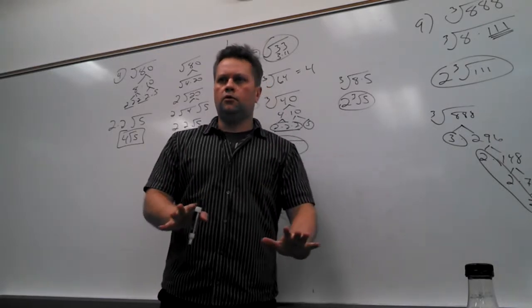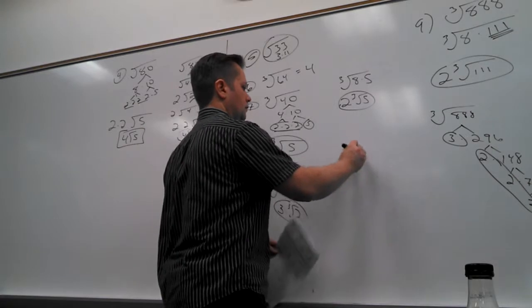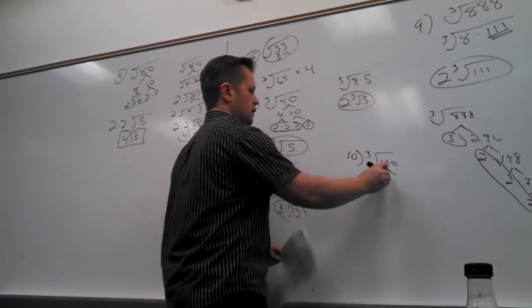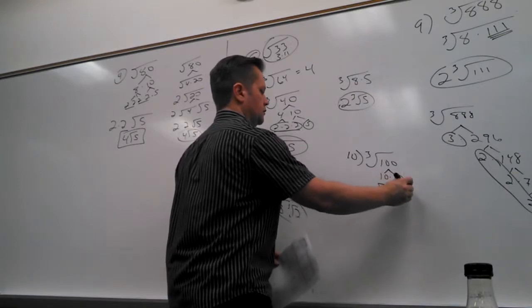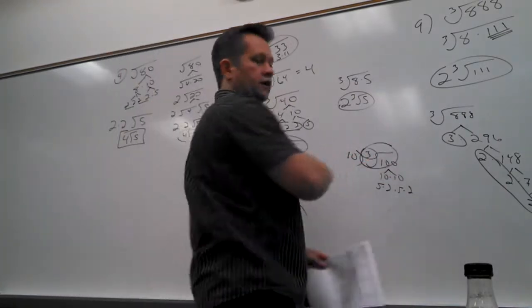Okay. Cool. And then the last one, what's true about this last one? 100 is 10 times 10, which is 5 times 2 times 5 times 2. Is there 3 of anything? No. So it's already simplified. Just circle it.